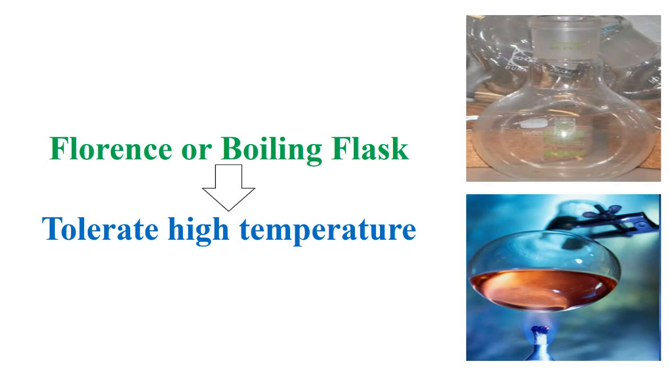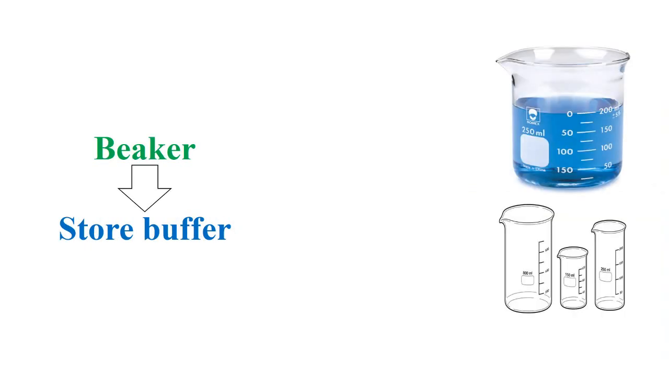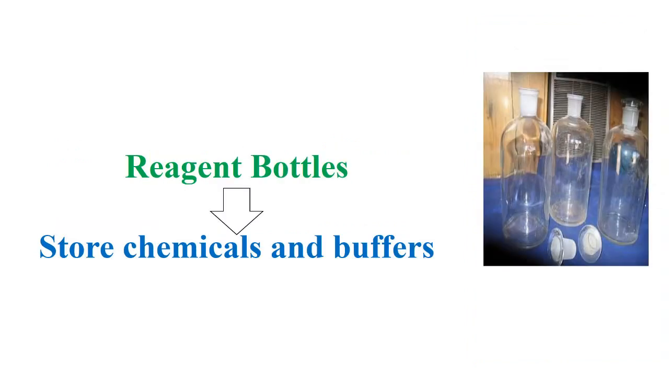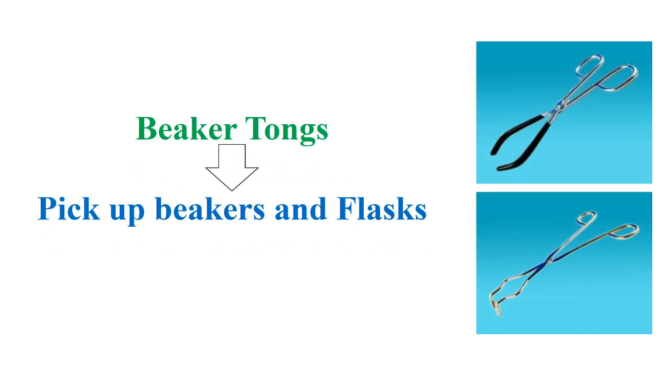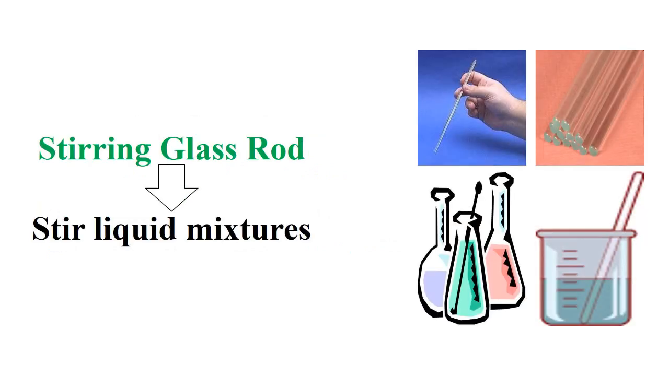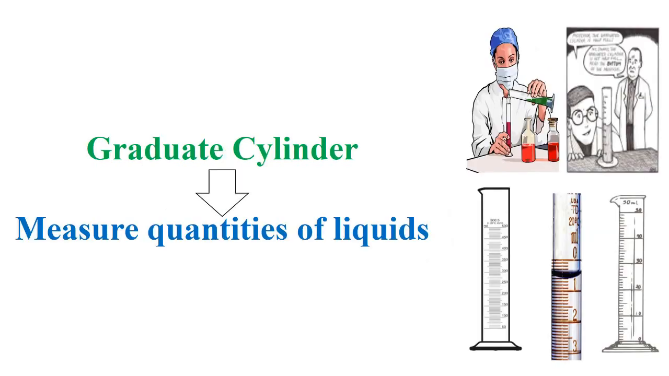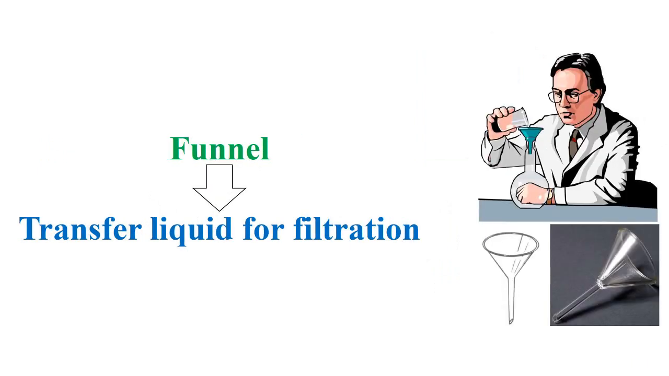Florence or boiling flask, tolerates high temperature. Beaker, used to store buffer. Reagent bottles, used to store chemicals and buffers. Beaker tongs, used to pick up beakers and flasks. Stirring glass rod, used to stir liquid mixture. Graduated cylinder, used to measure quantities of liquid. Funnel, used to transfer liquid for filtration.